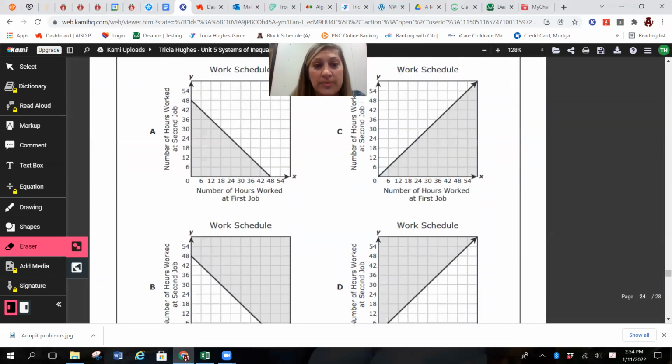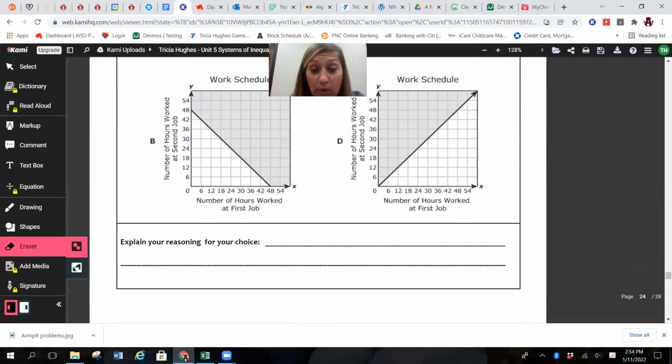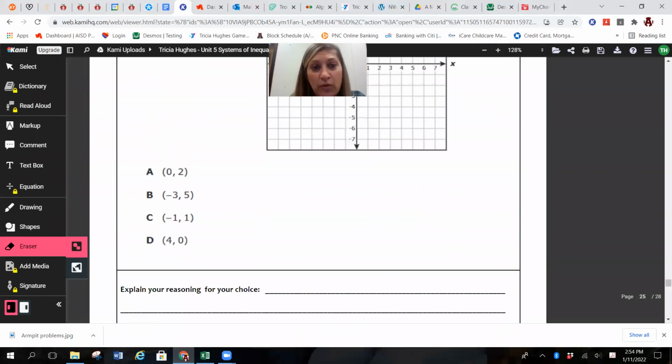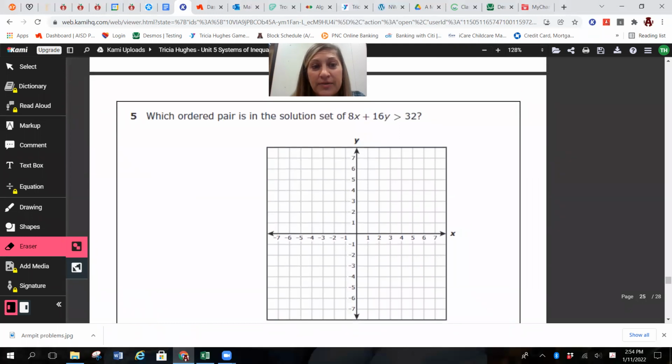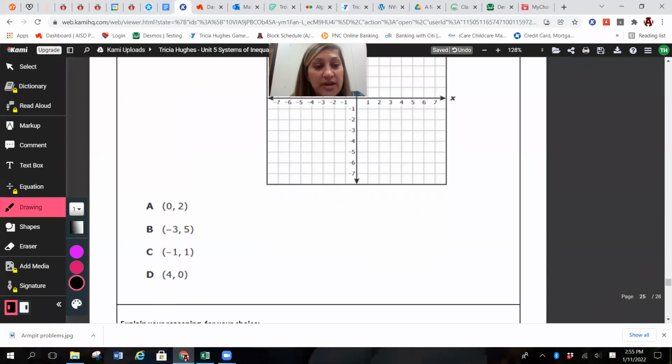Number 23. You can read that. It's too many words for me to hurry up and read. And the last problem, which is on page 24, is problem number 5. They give you the question in standard form. Then you're going to have to do your 3 steps: box the y, move the x, divide, divide, divide. Graph it, shade it, and then decide which of these 4 dots is in the shaded area.